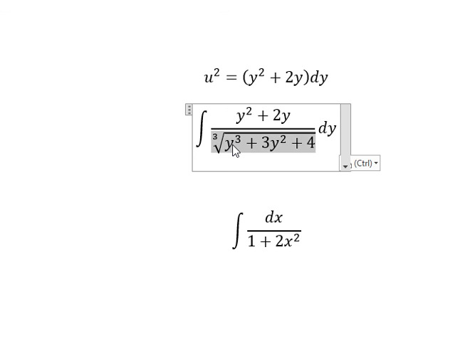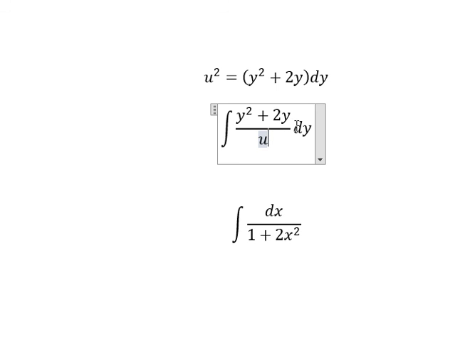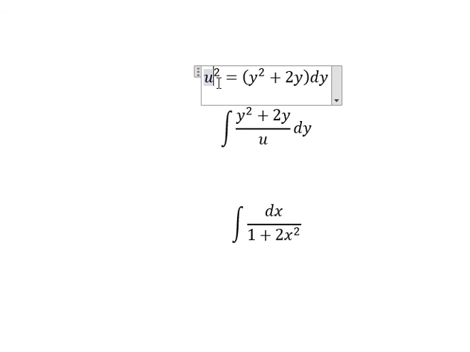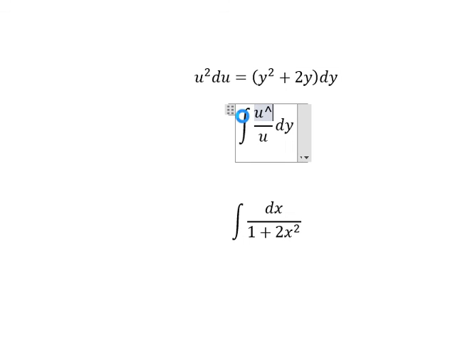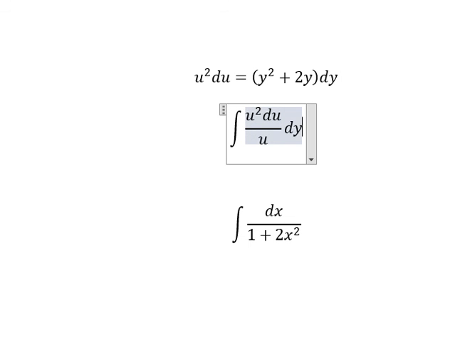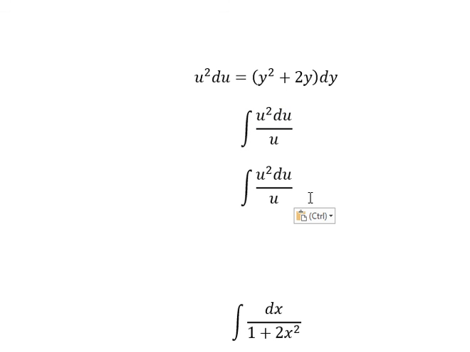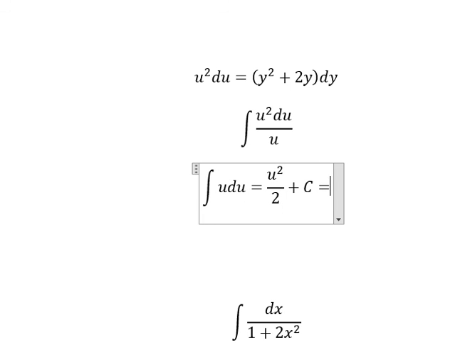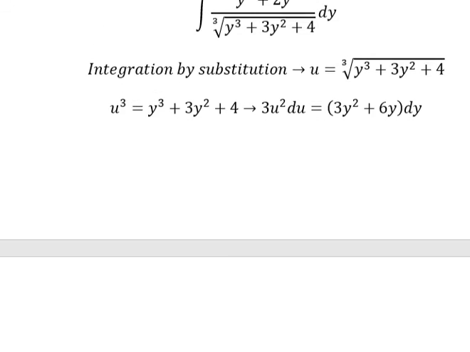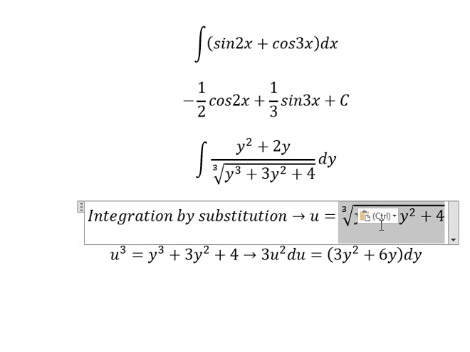This one, we change for u. This one, we change for u squared du. This one we got u, and we got u squared over 2 plus c. Then u, that's this one.